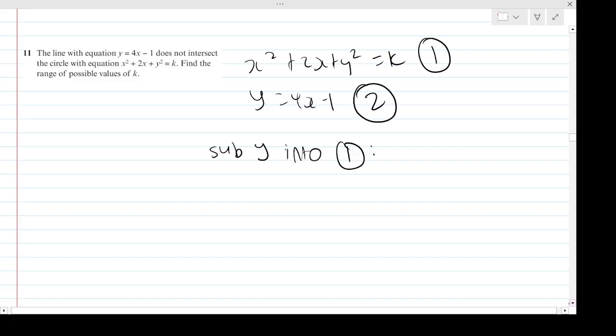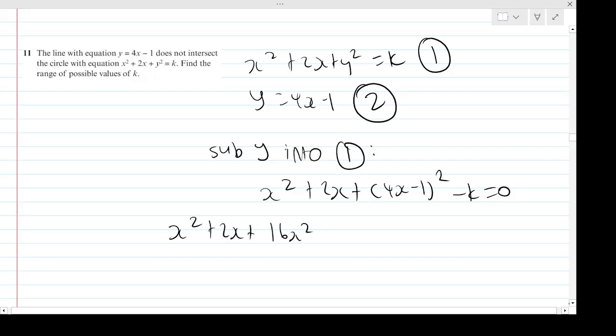Okay, we do that then, substitute it in the first one, we're going to get x squared and 2x. Then y squared, well, y is 4x minus 1, all squared, equal, and then we're going to take away k equal to 0 to get our equation. But at that point, again, we're just expanding, so we're getting x squared and 2x, then 4x minus 1, well, 4x times 4x will be plus 16x squared. Then 4x times minus 1 is minus 4, then another minus 4 will be minus 8x. Then we have minus 1 times minus 1 will be plus 1, minus k equals 0.